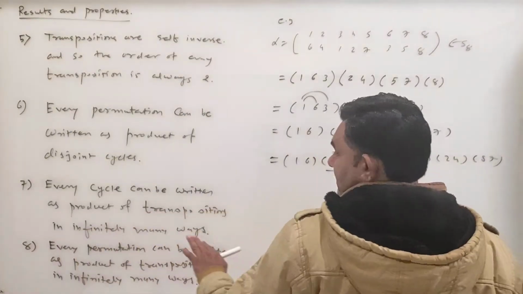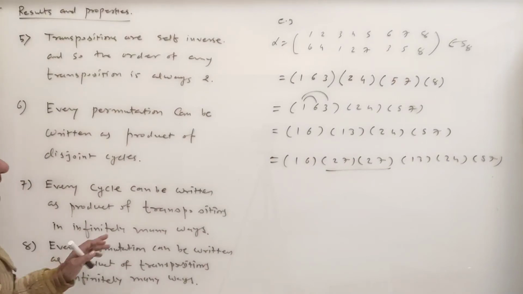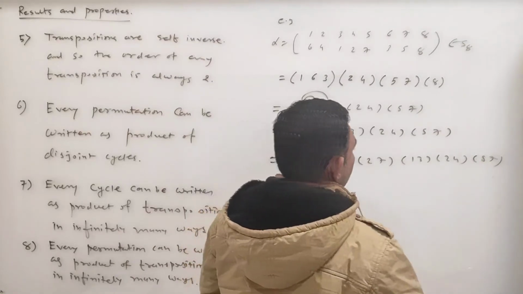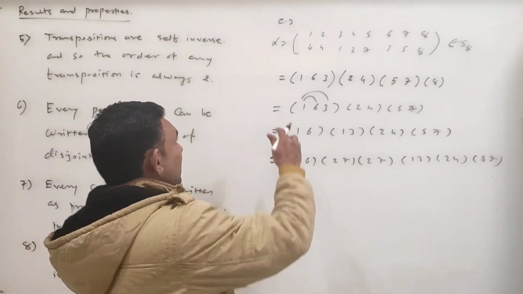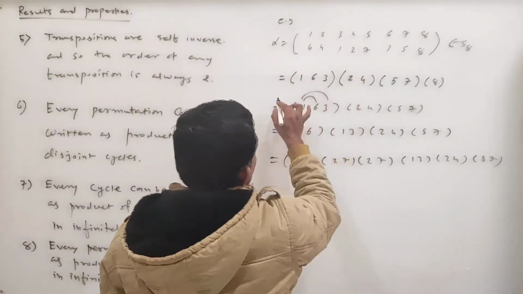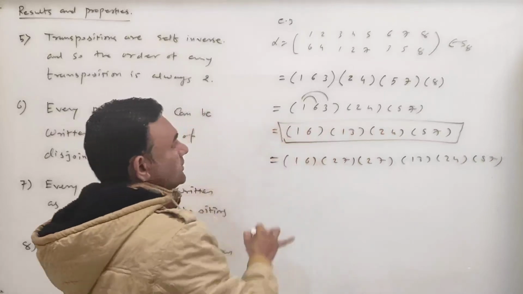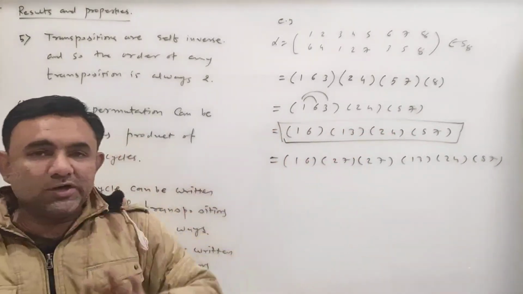So from here, see now what we have, every permutation can be written as a product of transpositions. मतलब कोई भी permutation उठाया, वो transpositions का product है. तो देखिए, ये हमने पहले alpha लिया था, तो ये first we can write in this way, so it is a product of 4 transpositions.